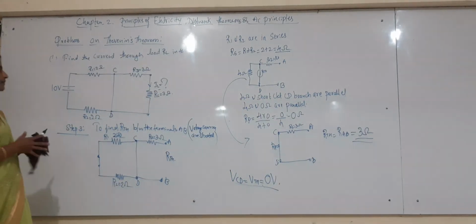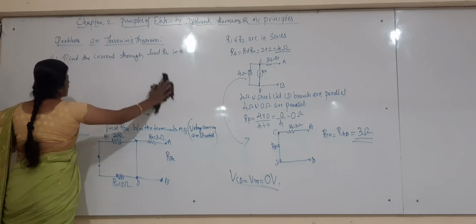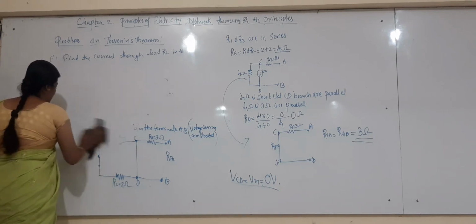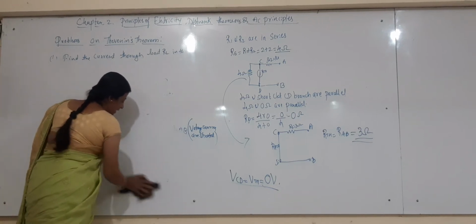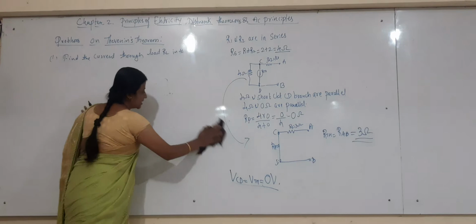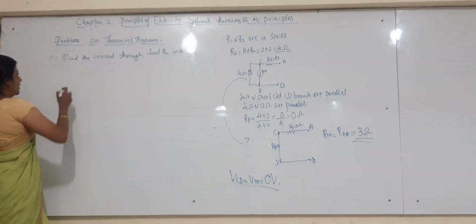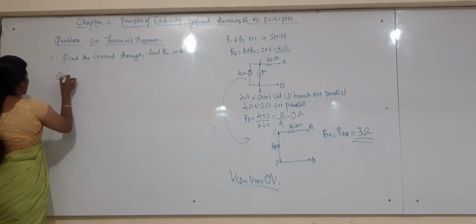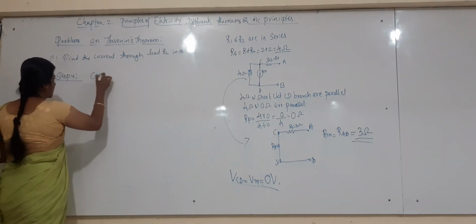We have to draw it. So that is a simple circuit. Thevenin's equivalent circuit is a simple circuit which consists of only one voltage source in series with a single resistance. So that is the fourth step. Step 4, construct the Thevenin circuit.